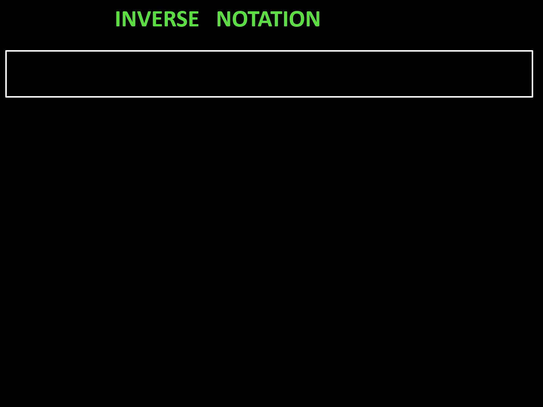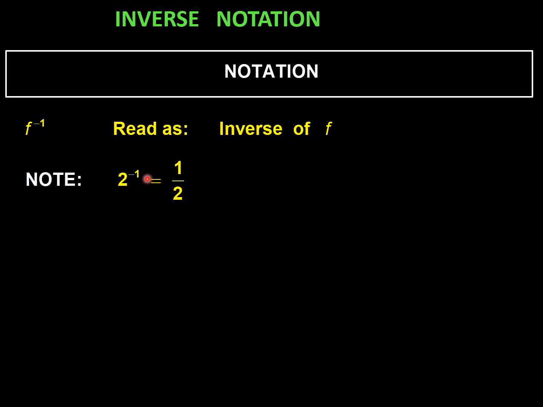Now, just look at the notation that we're going to use for inverses. If we write down f with a -1, we read it as inverse of f. Don't read it as f to the power -1. Note that 2 with a -1 is actually 1 over 2. 7 with a -1 is 1 over 7. But if I use the f with a -1, it does not mean that it's 1 over f.